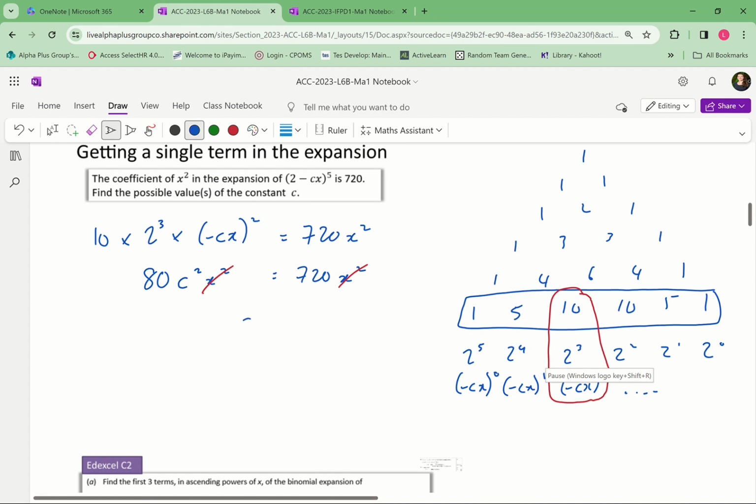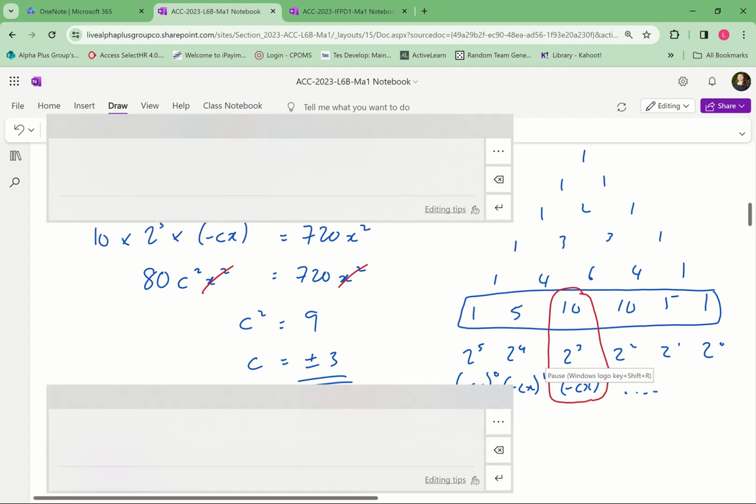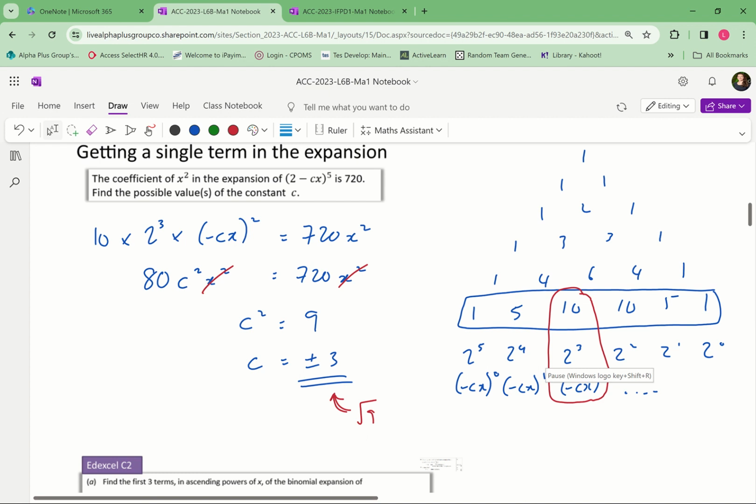equals 720. Well, that means that c squared must equal 720 divided by 80. So 720 divided by 80 is 9. So c is going to be equal to positive or negative 3. So it's the square root of 9. Okay. So if you see any examples like this, just do the expansion, but obviously don't do the whole expansion. Try and just hone in on the part of the expansion that relates to your power of x for whatever coefficient you're looking at, and go from there.